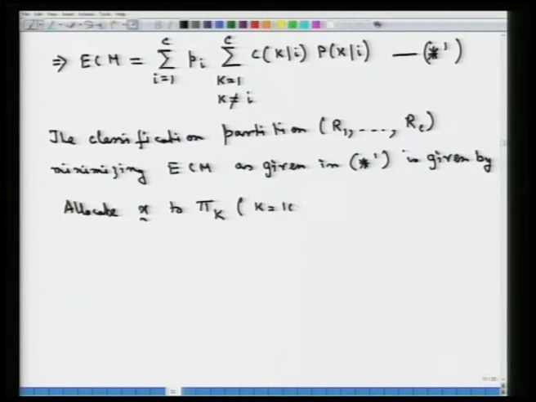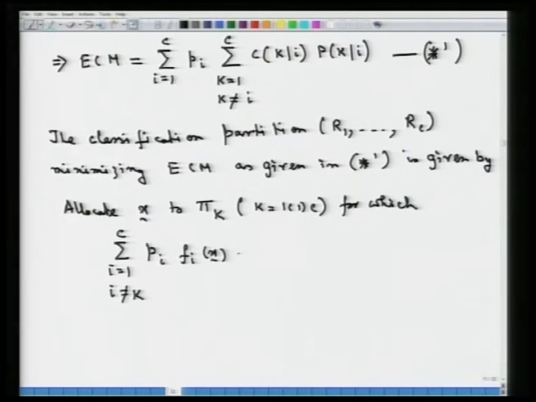There are C such possible populations, k equal to 1 to C, for which we will be having the inner sum here, i equal to 1 to C, with i not equal to k, because we are looking at this pi k, for which we will be having this pi_i into f_i(x) into c(k given i). Why is that so?